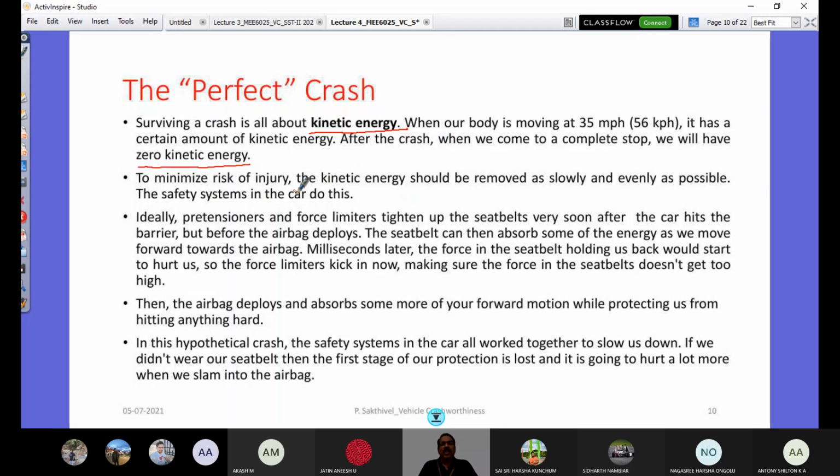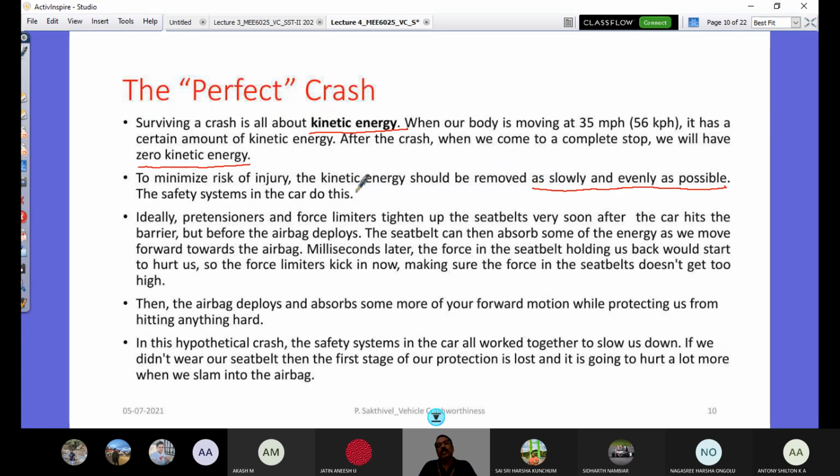Also, we were talking on it, right? So to minimize the risk of injury, the kinetic energy should be removed slowly, not suddenly, as slowly and evenly as possible. That's important. It should not be random. It goes like that. No, it should not be like that. So the deceleration should be slow and even as possible. So the safety systems in a car do this.